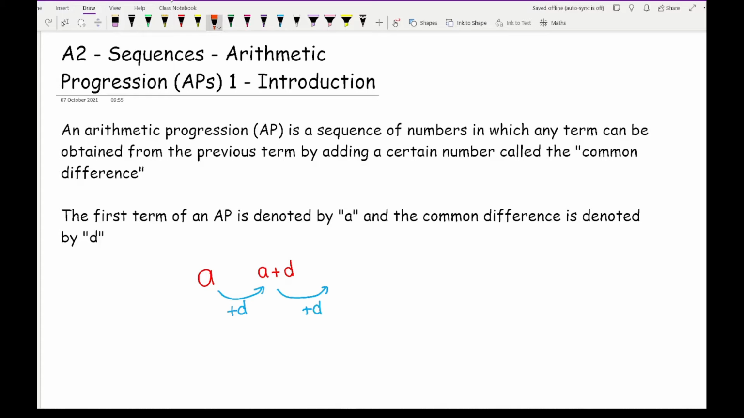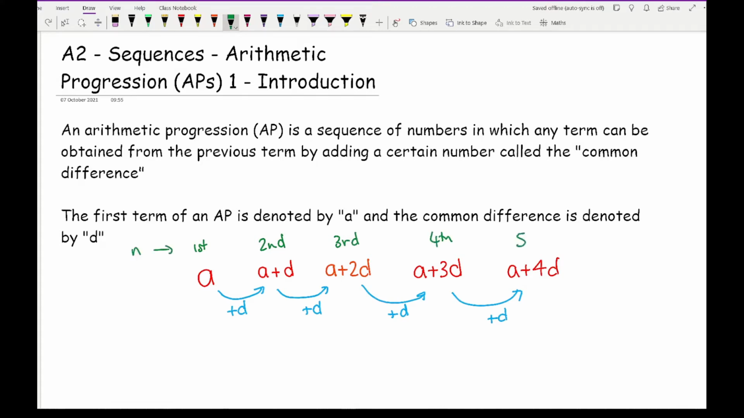And then if I continue to add another common difference, the third term is going to be A plus 2D. Add another difference, and the fourth term is going to be A plus 3D. And so on. If I add another D, we get A plus 4D. Now the key thing to note is that this here is our first term, this is our second term, this is our third term, this is our fourth, and this would be our fifth term.